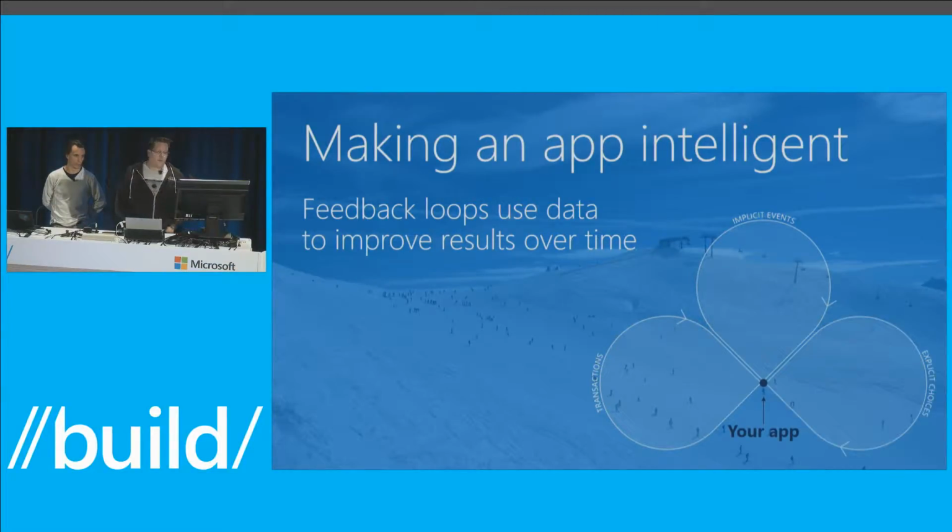And then thirdly, there's this notion of explicit choices, a loop there. What do I mean by that? Think of the thousands of people that could be at a ski resort picking restaurants that they want to eat at. Imagine the type of intelligence and data model that you could build around that. So when someone else comes back to pick a restaurant, you have this wealth of information to help them with really precise recommendations.